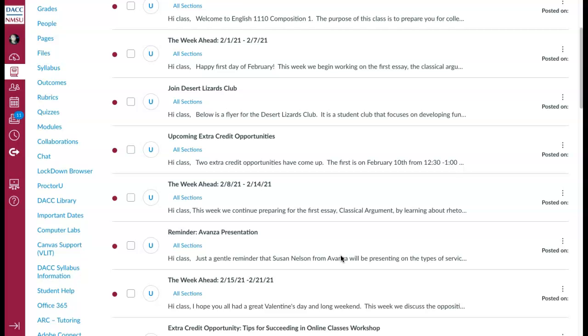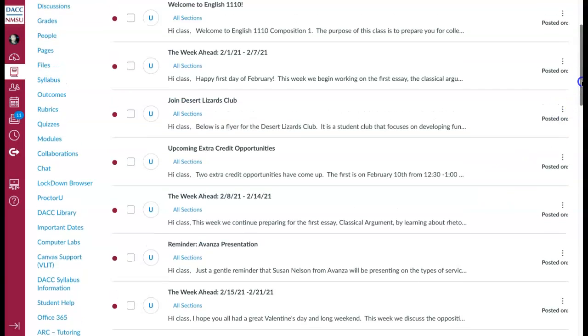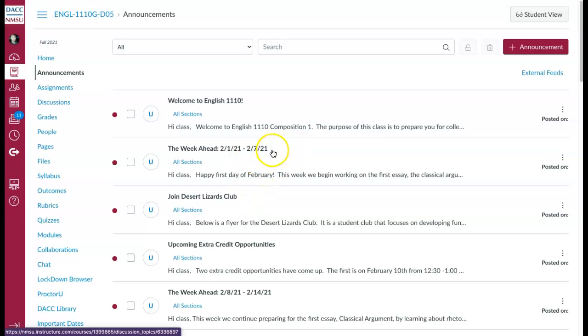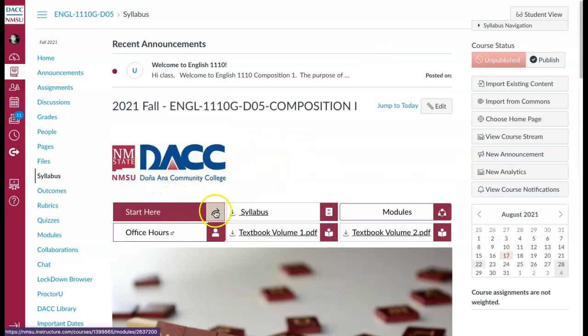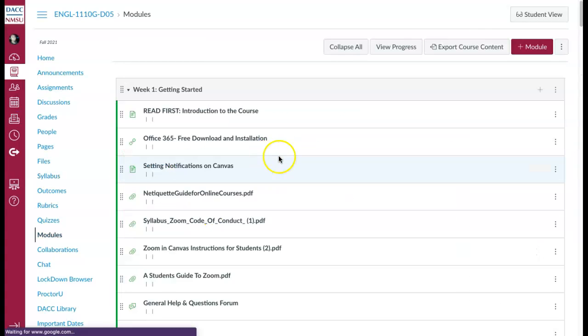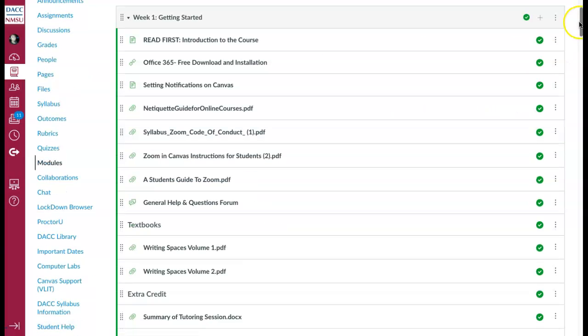So make sure that you check announcements frequently. Actually, make sure that you set up notifications so that you get notified anytime there is a new announcement. However, the weekly overview announcements, I post those every Monday. So you can kind of make sure to remind yourself to check every Monday. And in case you're wondering, well, how do I set notifications? If you click right here, it takes you to the introductory module, which is right here. And I do have a link for how to set notifications on Canvas.